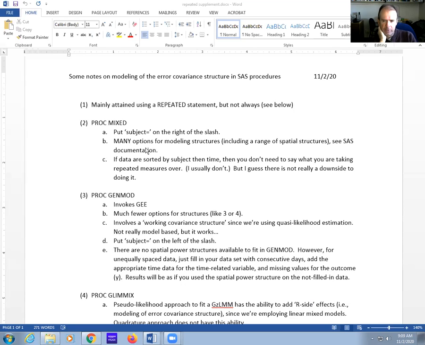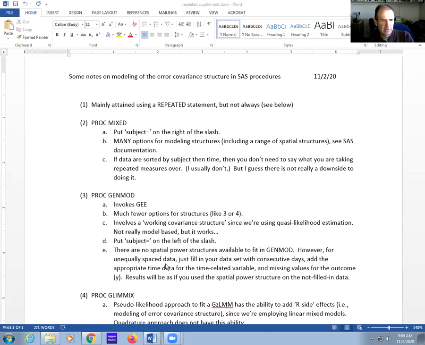So in mixed, we have a lot of potential error covariance structures that we can use to model the data. In GenMod, there's actually not very many. There's like 3 or 4. There's the unstructured, there's AR1, and there's what they call exchangeable, which is essentially compound symmetric. But we don't have very many.